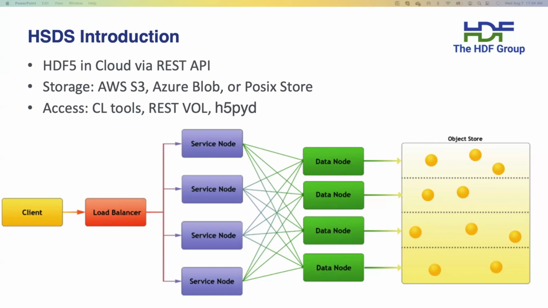The service nodes are the endpoints that clients talk to. Service nodes do authentication, authorization, validation of the request, and then determine which data node or data nodes are needed to service the request. So if a selection, for example, crosses many chunks, perhaps all the data nodes will be involved in doing that read or write selection. So we have a degree of parallelism here, right? There's one service node for one request, but multiple data nodes are involved in servicing the request.